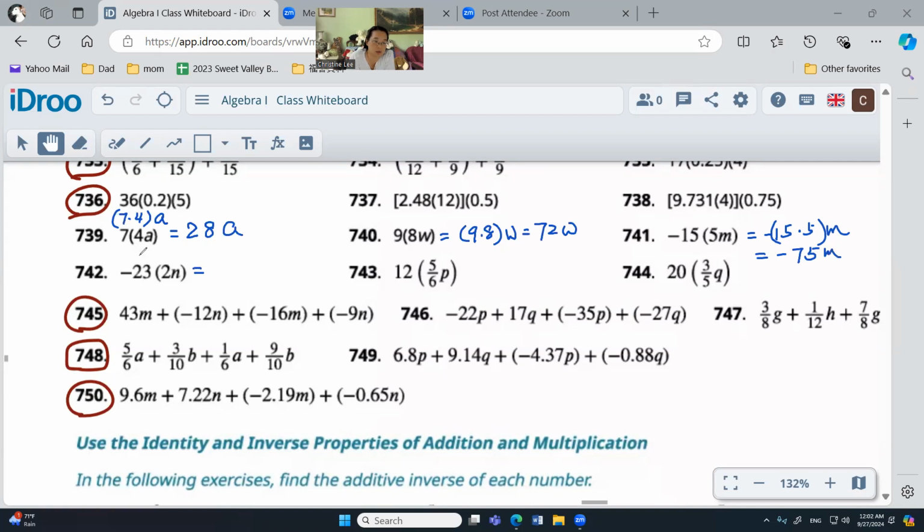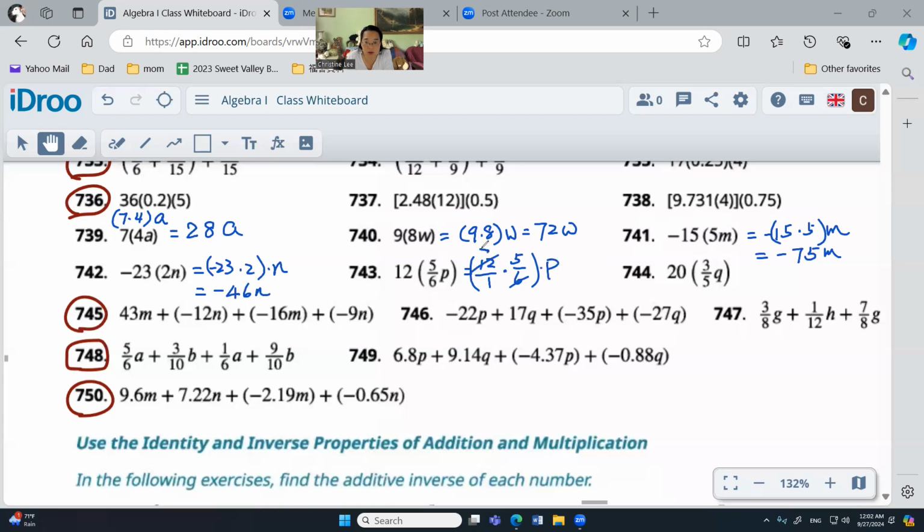Okay, well, they want us to do negative 23 times 2 first, and then times the N. So negative 46 N. Okay, they want us to think it's like this. Put the numbers together and then times P. You can say times P or without the dot is fine.